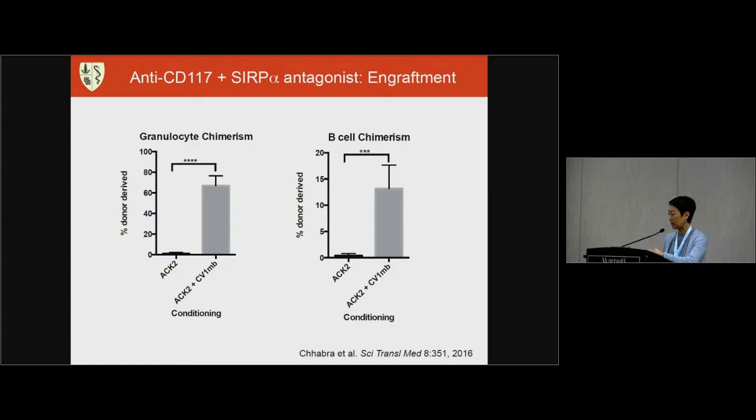So now this is looking at the anti-CD117 antibody with a reagent that blocks the interaction, a SIRP alpha antagonist. And again, looking at engraftment of the stem cells in the congenic setting, which is analogous to a gene therapy setting. So there's just a 45 allele difference, and we use the antibody alone or the antibody in combination with 47. And you can see that we get robust engraftment in the granulocyte lineage as well as the lymphocyte lineage. So we think that this is proof of concept that we could get robust engraftment using just this combination alone for gene therapy.